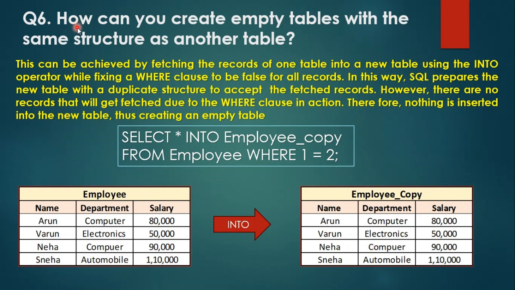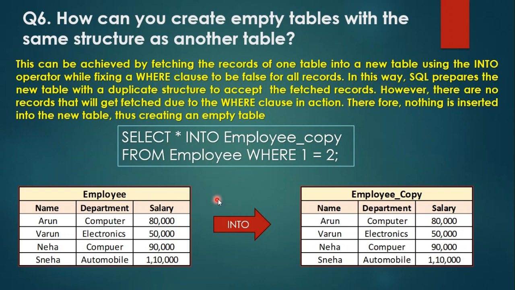Next, how can we create an empty table with the same structure as another table? For example, this is the employee table, and we need to copy the data as well as the structure of this employee table into another table. For that, we use the into keyword. It is useful for creating a copy of an existing table as a new table.